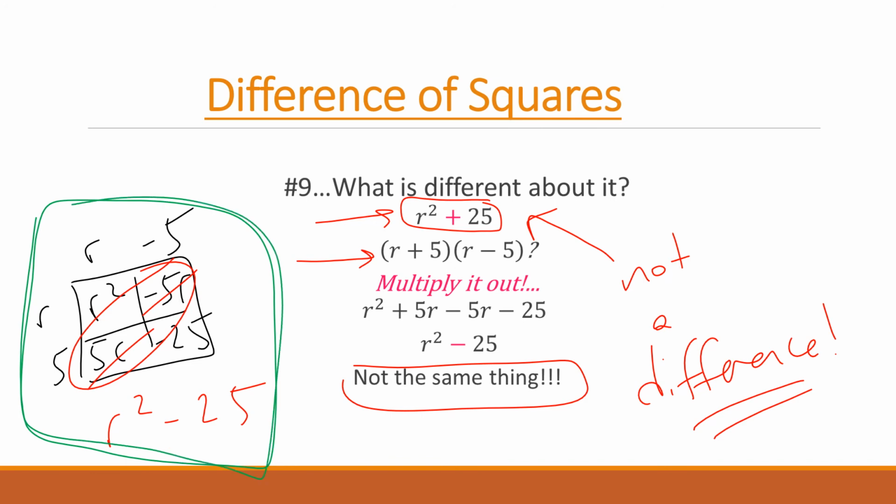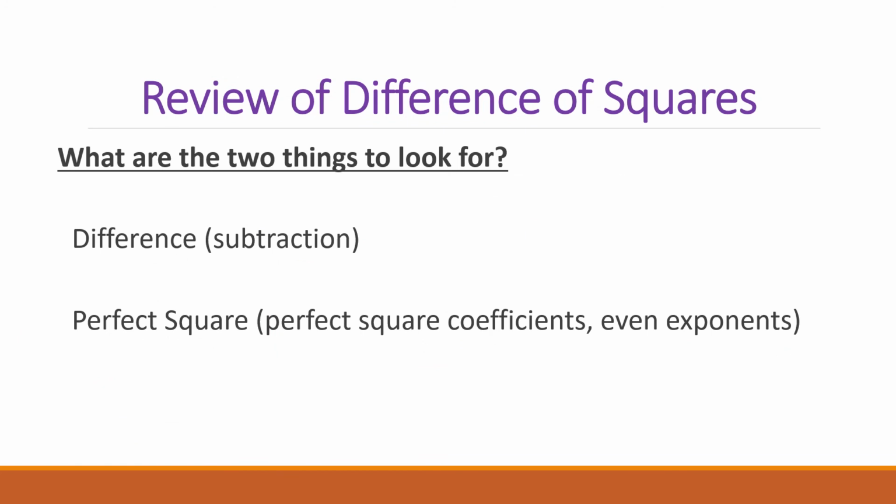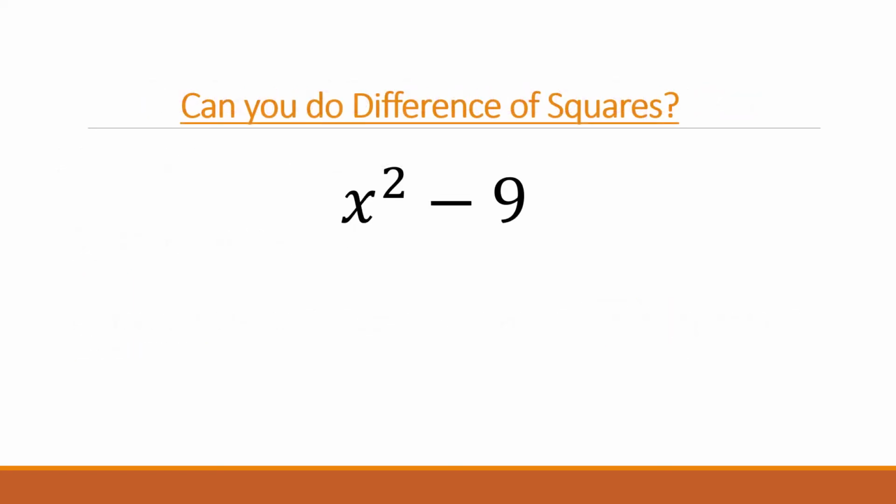Okay. So at this point, again, just to review quick, looking at a couple difference of squares questions. Two things you're looking for: difference of two perfect squares. Again, even exponents are what you're looking for when we're looking at the exponent piece. So can you do the difference of squares to this? Is it a difference, and are these two things perfect squares? Again, the difference is easy to check, yes. And these are two perfect squares, right? It's an even exponent, and 9 is a perfect square number. Yes, you can. It is x minus 3 and x plus 3.